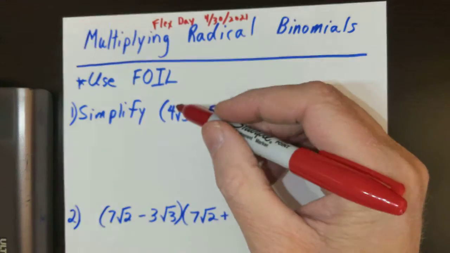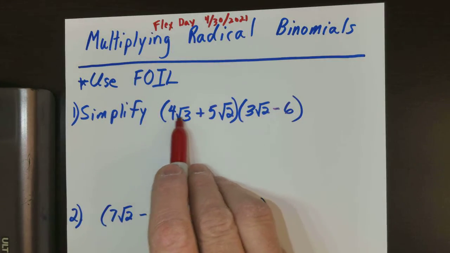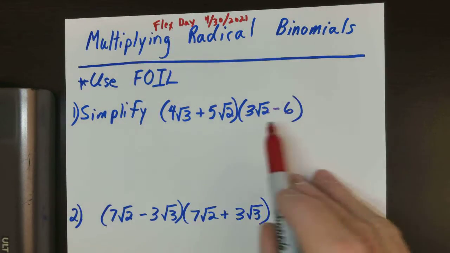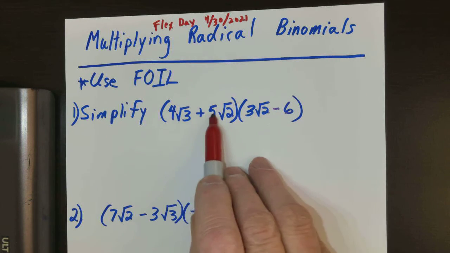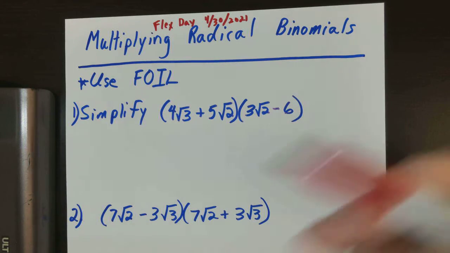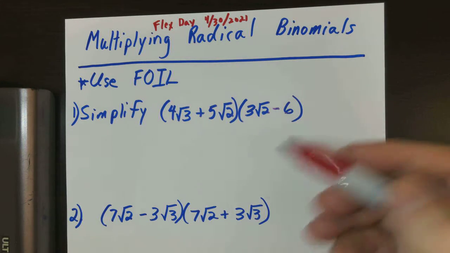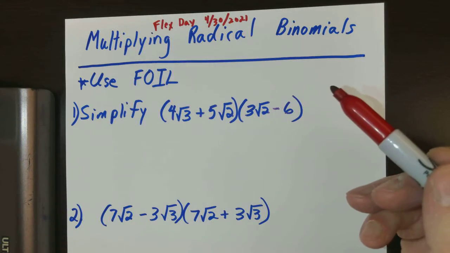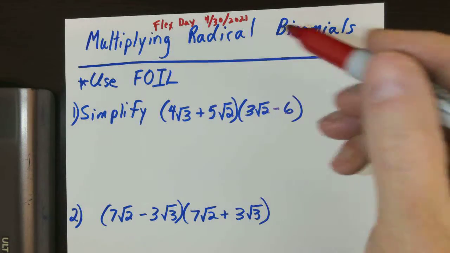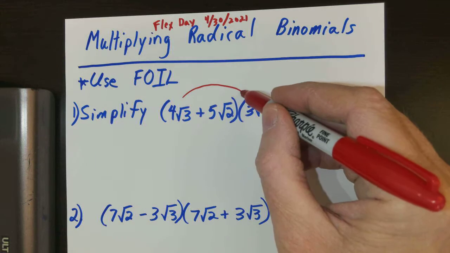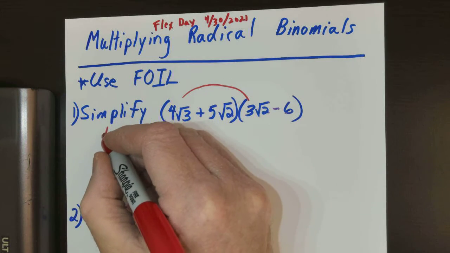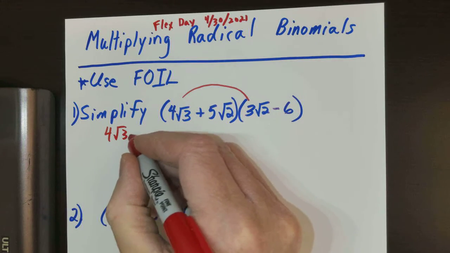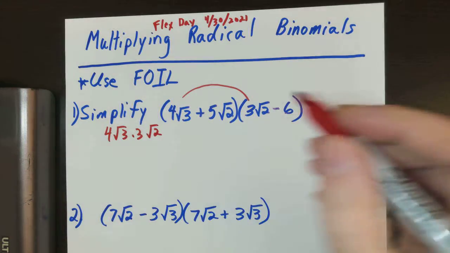And this first one, I'm going to simplify 4 radical 3 plus 5 radical 2 times 3 radical 2 minus 6. And it's the binomial. I got two terms here and I got two terms here. There's no variables involved, but we're going to use the same techniques we did when we had variables. So we take the first, and that is 4 radical 3 times 3 radical 2. I'm going to write it out just for this first example. Just write everything out. That's first.